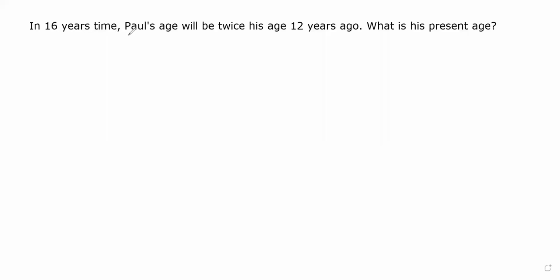In 16 years' time, Paul's age will be twice his age 12 years ago. What is his present age? So we can let P be Paul's present age, this variable.